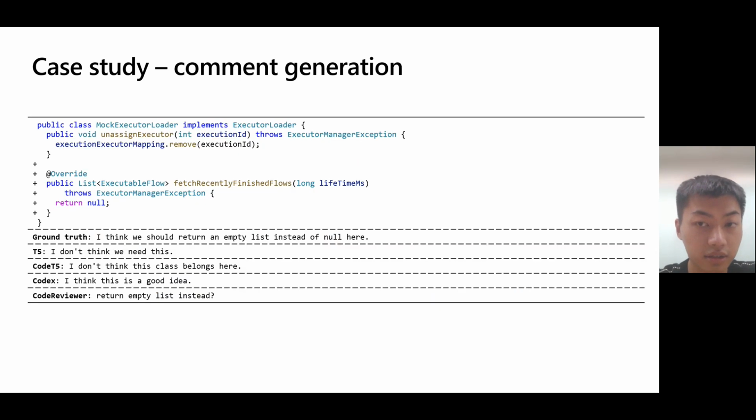So here are some case studies. This is a case to show how CodeReviewer performs in the review comment generation task. In this case, the code diff is about adding a method here. And the ground truth talks about returning an empty list instead of null here. We can see T5, CodeT5 and CodeGPT output meaningless comments. But CodeReviewer can output the same meaning as the reviewer.